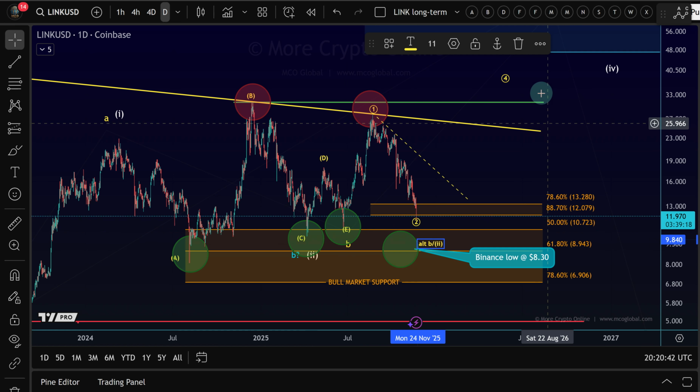Now, I have to say, with the sharp decline we've seen now, all the way down to the 88.7 retracement at $12.08, and we're even slightly below that, I think it becomes more probable that we're going to revisit the lower support region between $10.72 and $6.90. This lower support zone, however, has been a so-called bull market support area, which could be tested again.